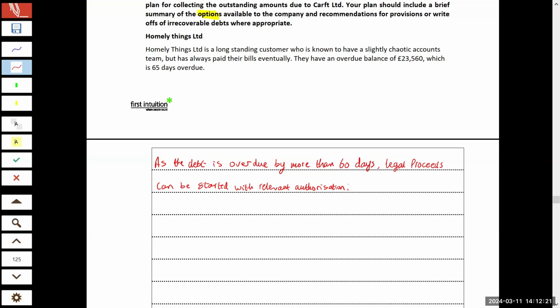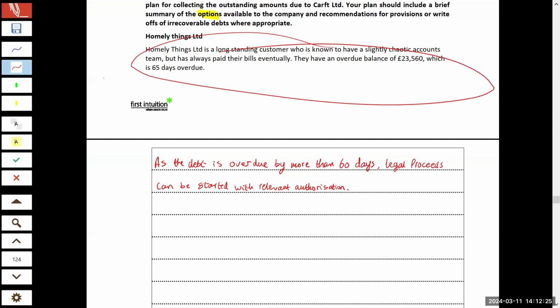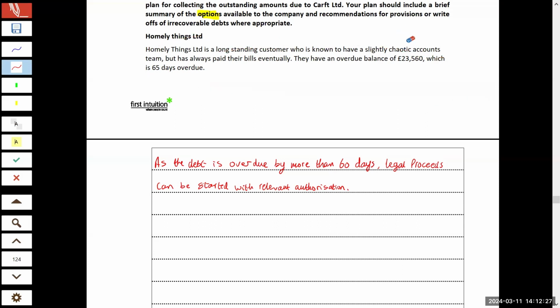But again, it's looking for options, and this is where you can start to consider the specifics. It says this is a long-term customer. So we've clearly got a good working relationship with these, and we clearly know what this business is about. Yes, the chaos and the accounts department is slightly chaotic, but as it says, they've always paid debts eventually. We've never had to write anything off. So there is a consideration here, isn't there, that due to this relationship, maybe there is an alternative approach.